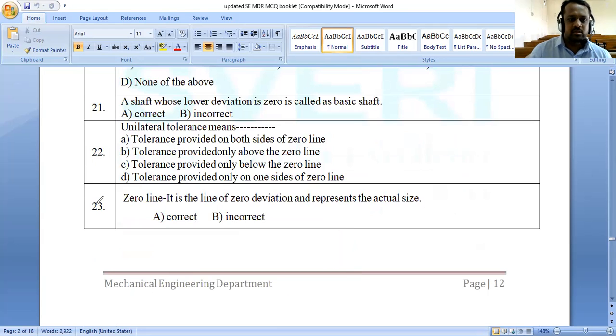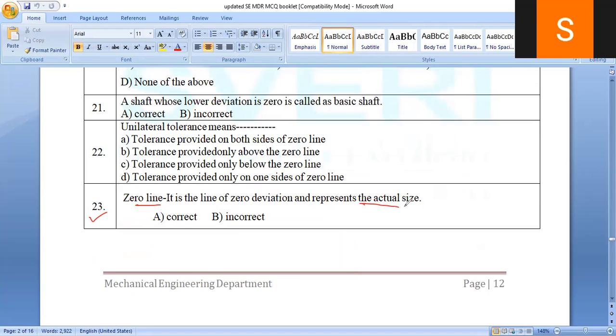Then next question. The zero line is the line of zero deviation and represents the actual size. Incorrect. What is the correct answer for that? It represents the basic size.